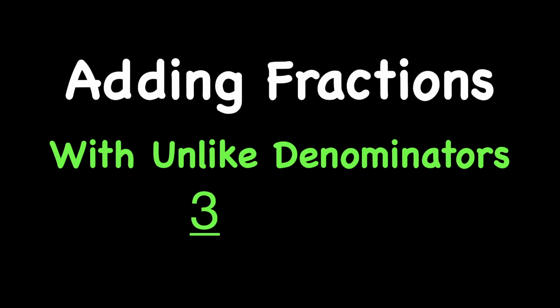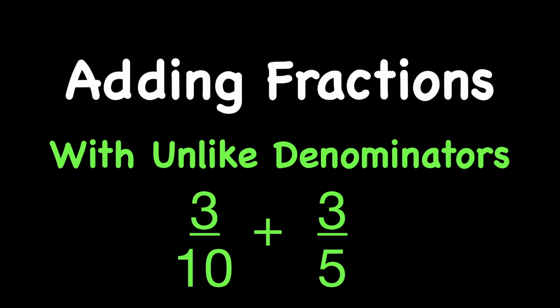For example, if you had a fraction 3/10 and 3/5, and you would like to add them up for some reason, the 3 on top is called the numerator, and the bottom number is your denominator. Notice that the 10 and the 5 are different numbers, and different is what we mean by the unlike.